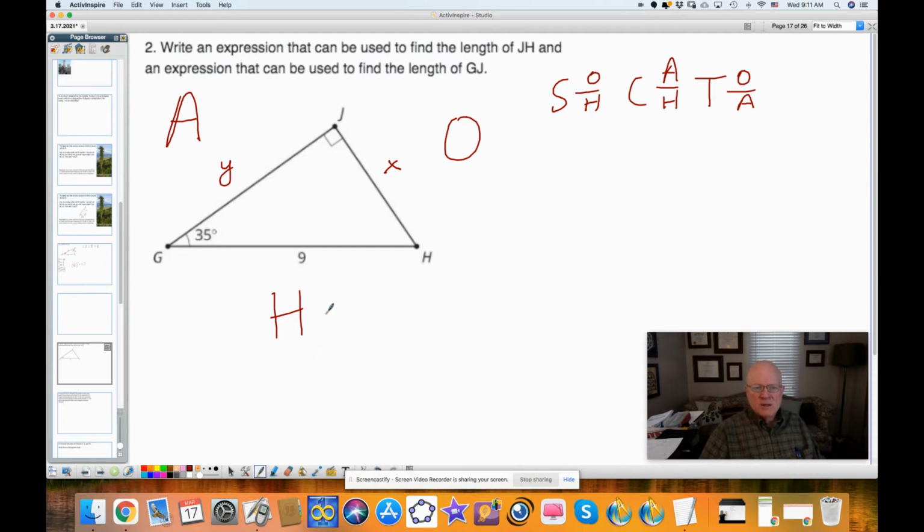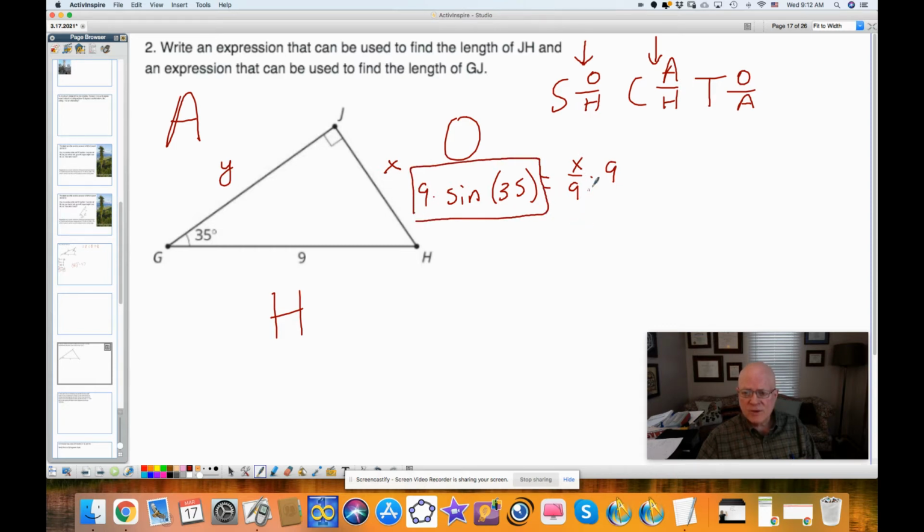Now, it says write an expression to be used to find this. Okay, so since we know the hypotenuse, we'll use this ratio and this ratio. I'm not going to use this one because then I would have two unknowns. I'll write the sine of 35 degrees is equal to the ratio, opposite over the hypotenuse. The opposite is x, the hypotenuse is 9. To solve this, I multiply both sides by 9. And I can plug this value into my calculator, which will give me the value of x, because these cancel.